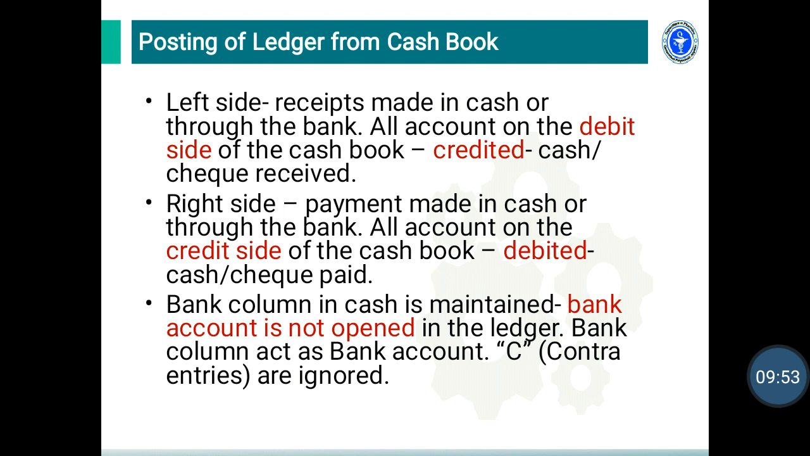Then in case of bank, the bank column is maintained in the cash book. The bank account is not opened in the ledger. Bank column is prepared separately in the cash book, so there is no need to open the bank account in the ledger, because the bank column acts as a bank account, and the C, that is the contra entries, are ignored in the ledger.